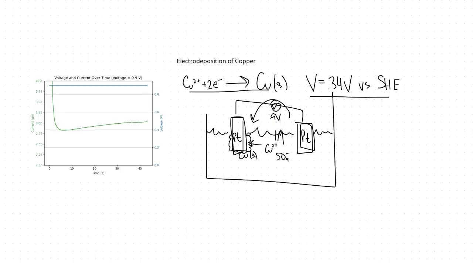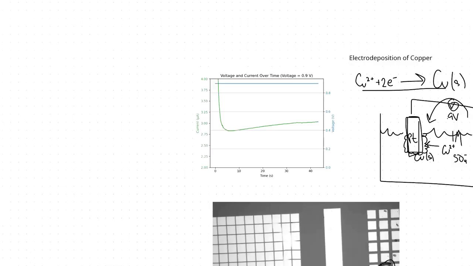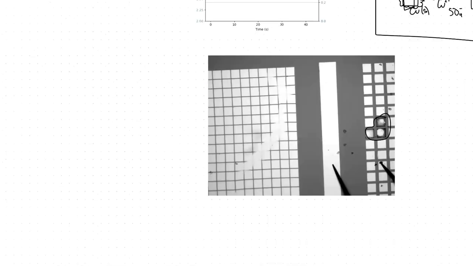These right here are some images of platinum electrodes that we actually coated in copper, and you can see it there. And then this is the actual data that we recorded of current over time.